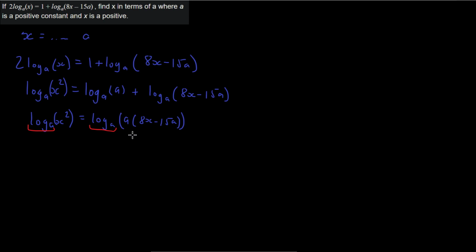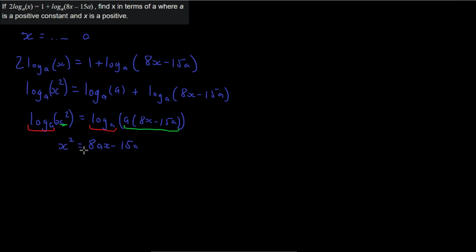So what we can do now is remove the logs, because if log base a something equals log base a something, the terms inside of the logs must be equal. So this x squared must equal this internal term here. So we can just write this without the logs. X squared equals, I'll expand that bracket in this step as well, 8ax minus 15a.